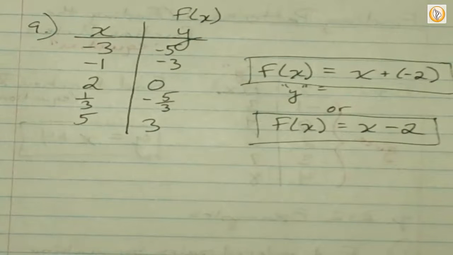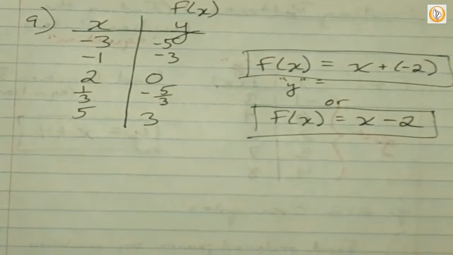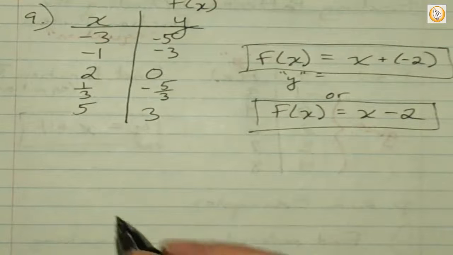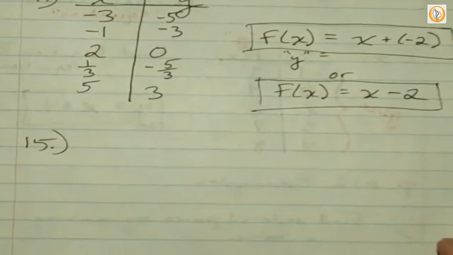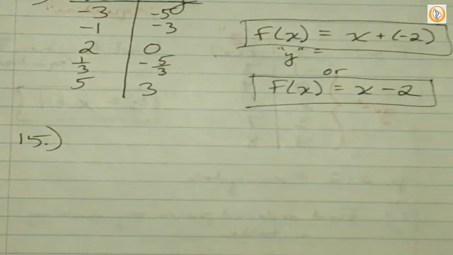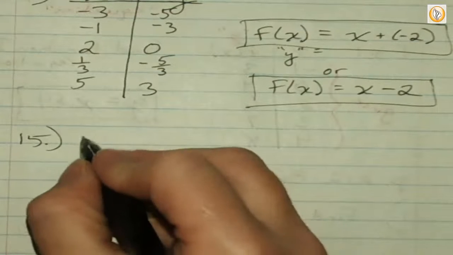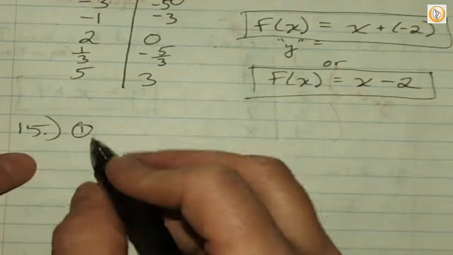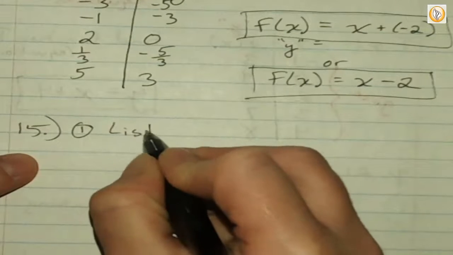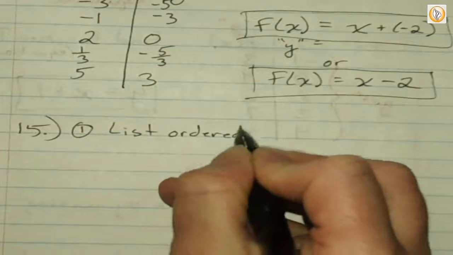Any questions? All right. I'll do one more. Look at 15. Everyone looking? You're going to list first. List ordered pairs.